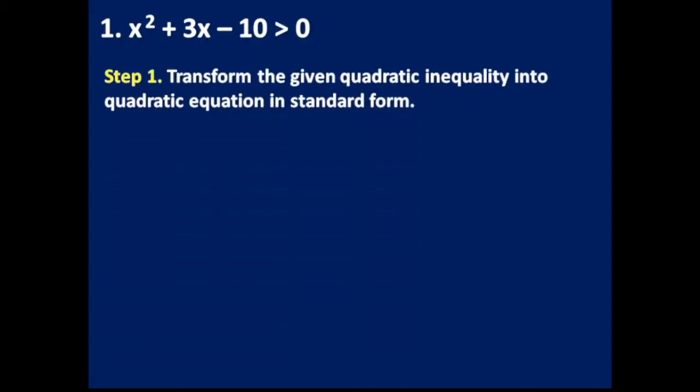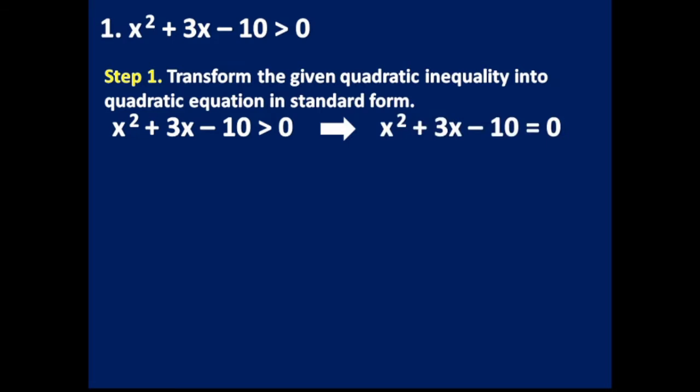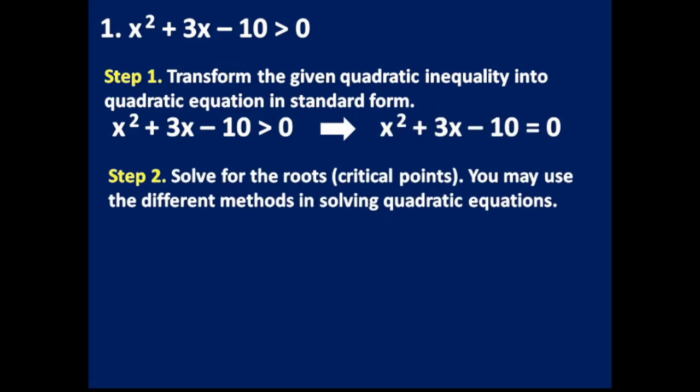Step 1. Transform the given quadratic inequality into quadratic equation in standard form. The corresponding quadratic equation of the given quadratic inequality x squared plus 3x minus 10 is greater than 0 is x squared plus 3x minus 10 is equal to 0. Step 2. Solve for the roots or critical points. You may use the different methods in solving quadratic equations. Say for example, we're going to use the factoring method.